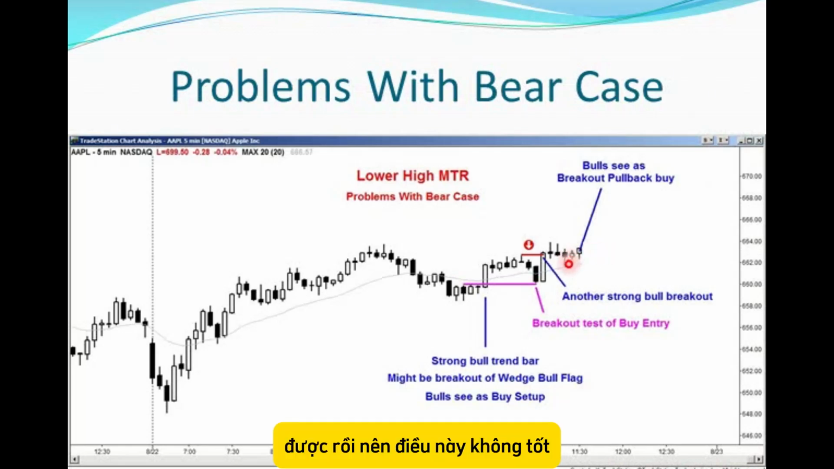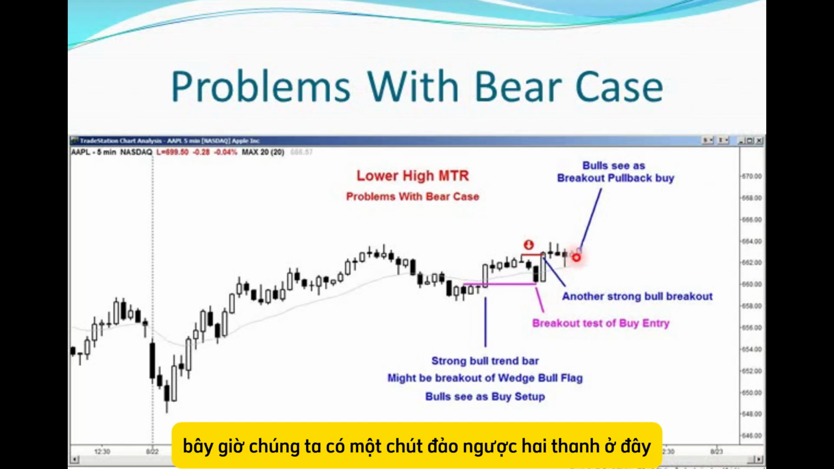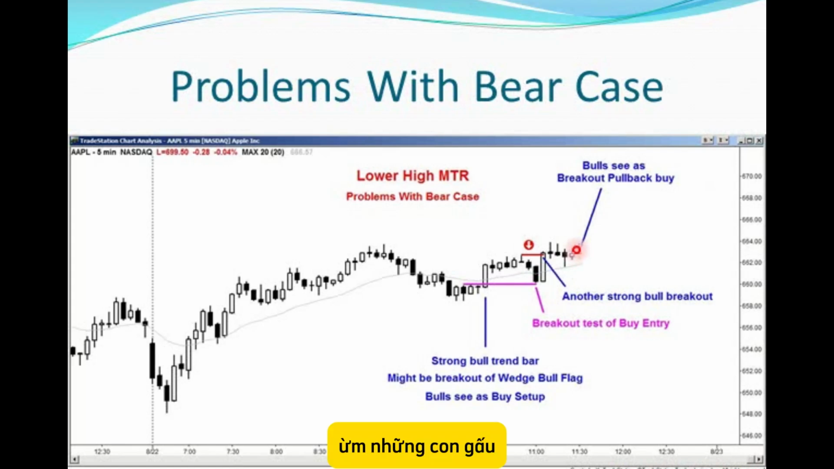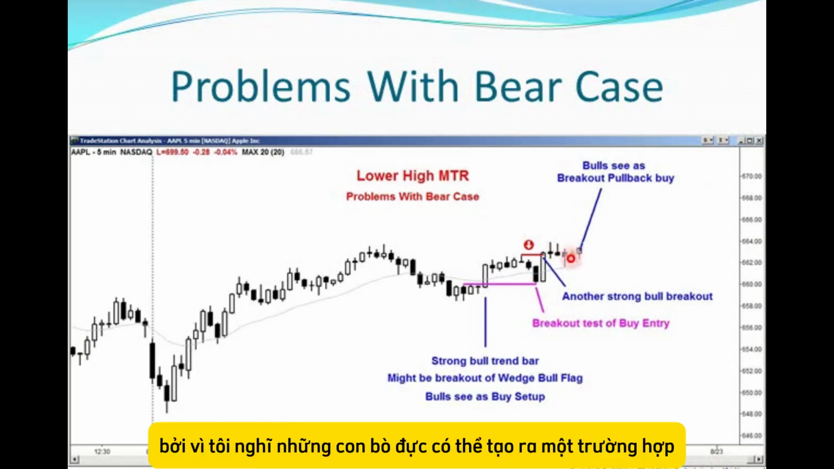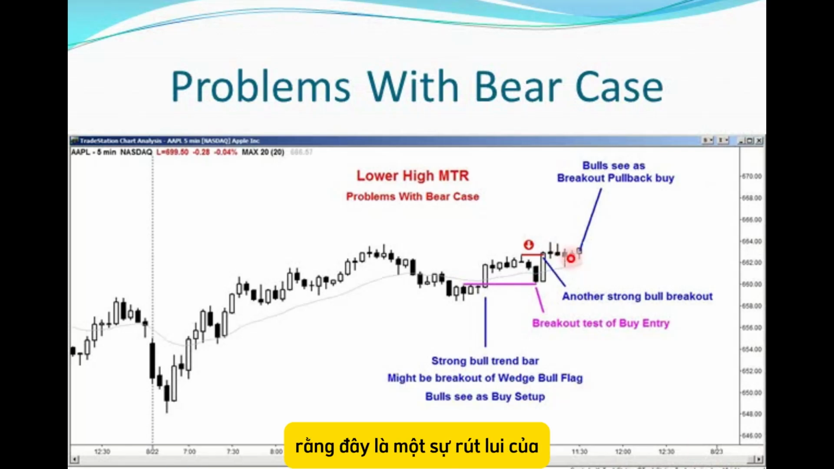All right, so this is not good. Now we have a little two-bar reversal here and a bull body, and it looks like we're holding above the moving average. So we may get a second leg up. The bears, their stop is probably above this bar. They might get out above this bull bar because I think the bulls can make a case that this is a pullback buy from this strong bull breakout. So I think it's okay to exit a short above that bar.